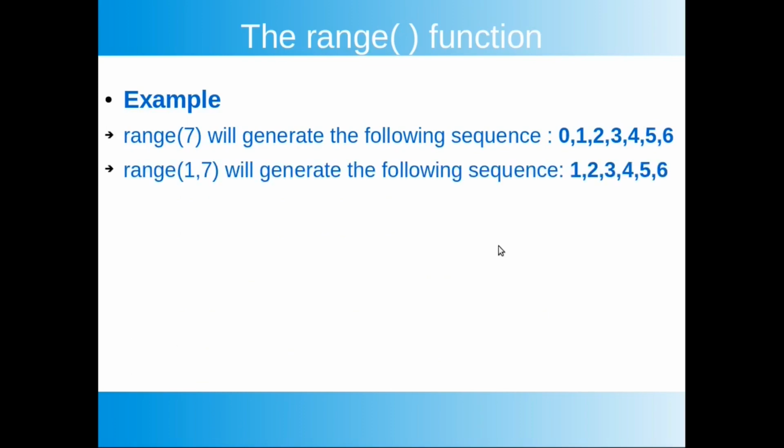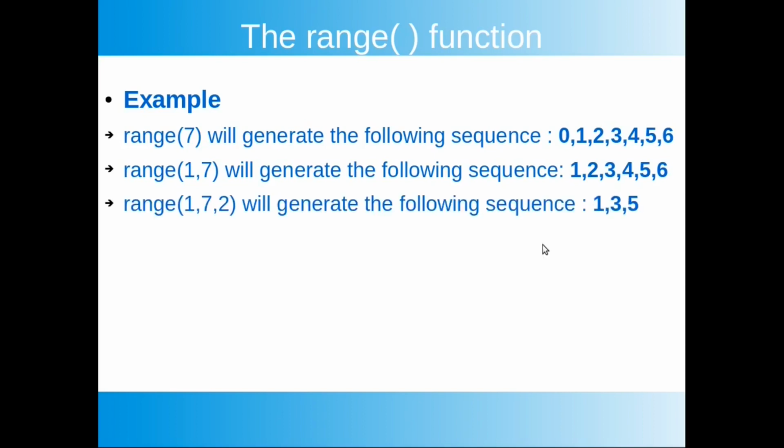Let us take another example where we will give the lower limit and the upper limit. Here is an example, range(1, 7). Now it will generate the sequence from 1 to 6. Please note that in this example we have not given the step value. If the step value is omitted, it is considered as 1. So if you add 1 to this one, you will get the next number in the sequence, and if you add 1 to 2, you will get the next number in the sequence.